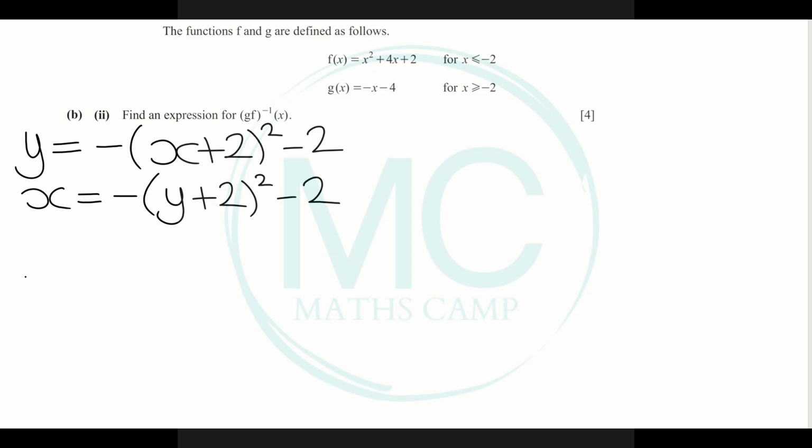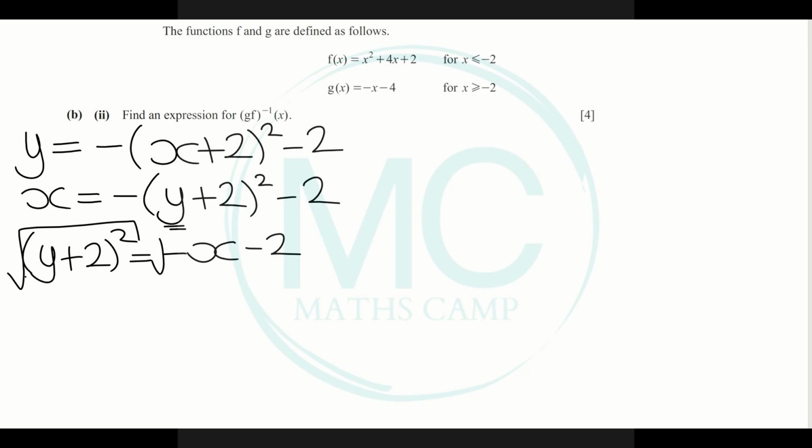Now to find the equation for the inverse, I need to make y the subject. And to get y by itself, I need the whole bracket to be positive. So let's move it to the right. And we have the bracket (y + 2) squared is equal to, let's move x to the right, negative x minus 2. To get y by itself, I need to square root this whole bracket, which means I square root all the terms on the right. On the left, the root and the square will cancel. I have y plus 2 is equal to the square root of negative x minus 2.